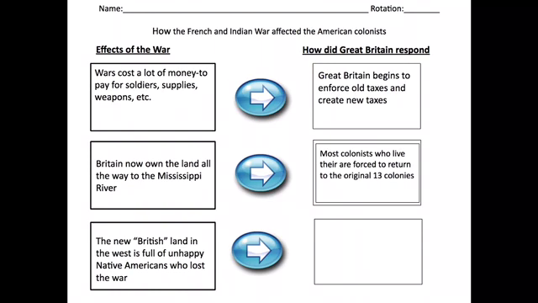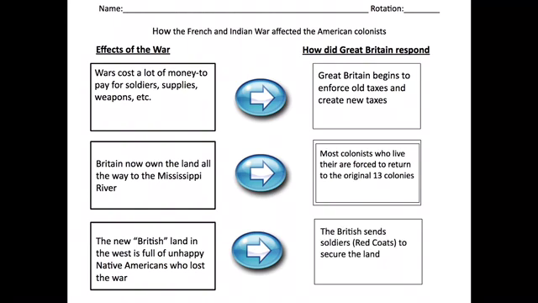The new British land is full of unhappy Native Americans who lost the war. The Native Americans don't really care that the war ended. They are still unhappy that these colonists are coming. They don't care that the French and the British signed a treaty. They're still angry. Therefore, the British send soldiers, or redcoats, to secure the land. So we're going to see British soldiers living in this new land along the Ohio River to, air quotes, protect the colonists from Native American attacks.